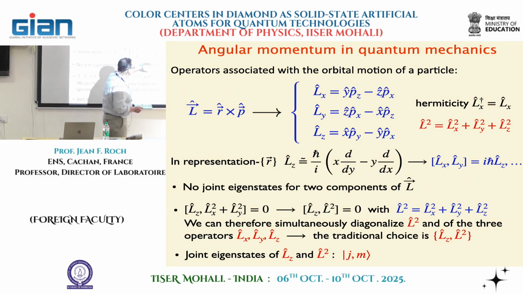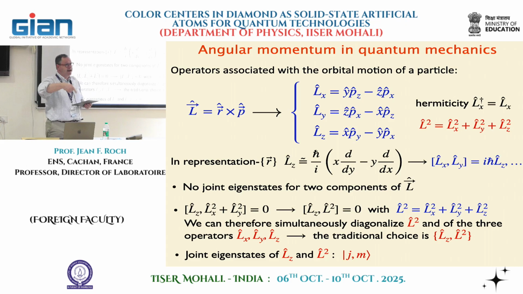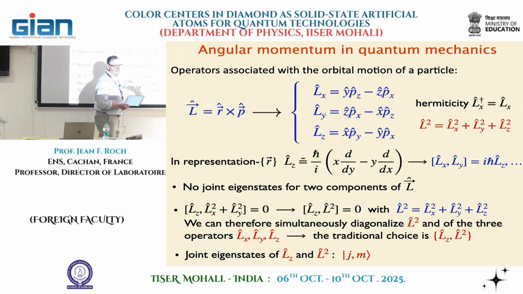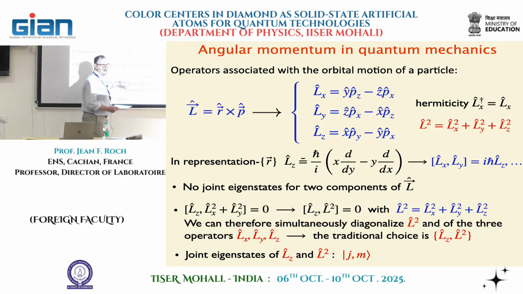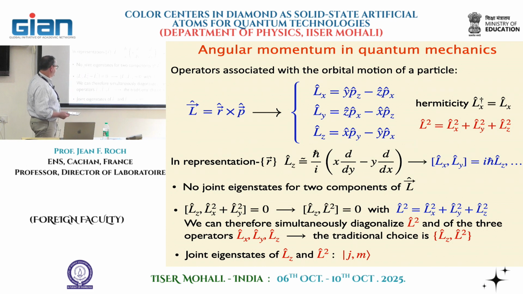And using that, it's a very simple exercise to show that Lx does not commute with Ly, and there are these fundamental commutation relations linking the three components. This means that you do not have joint eigenstates if you take two components of the vector operator L, but since Lz, for instance, also commutes with L square, then you can find a set of eigenstates which are joint eigenstates for both Lz and L square. And this is what we usually do. And we will call them |j, m>, okay?